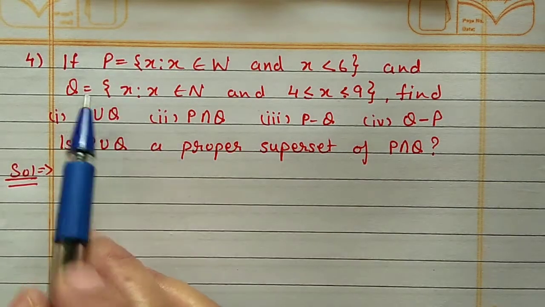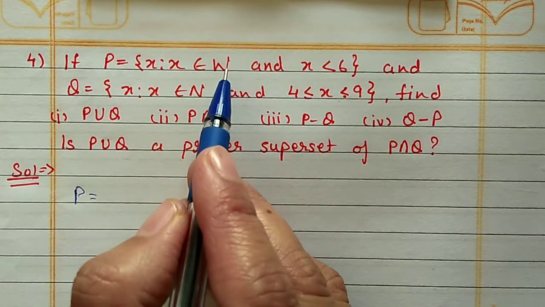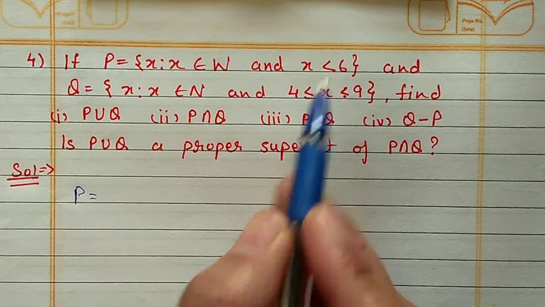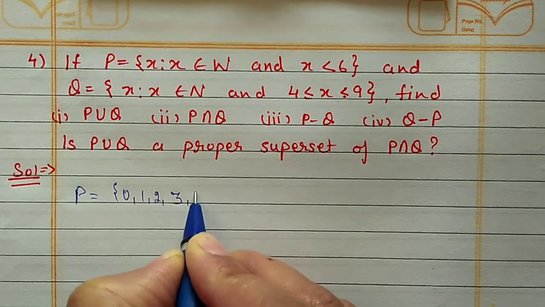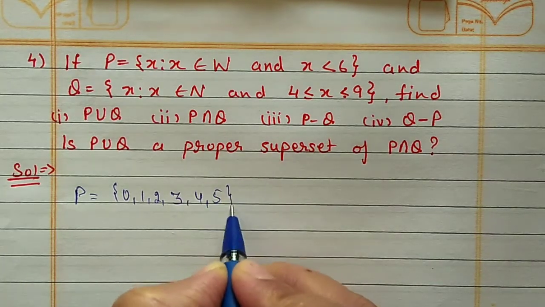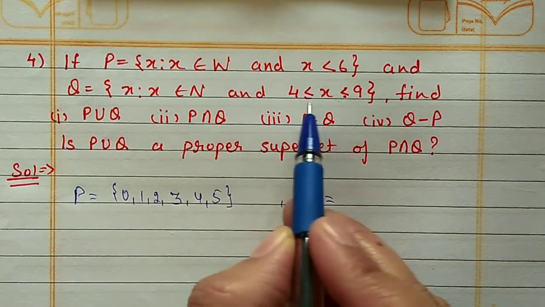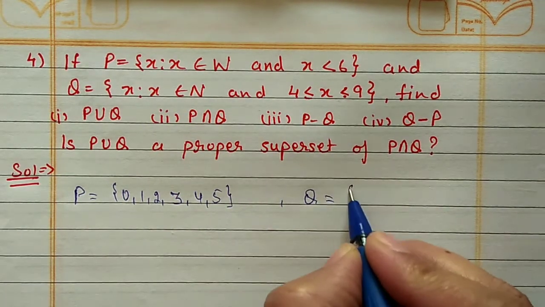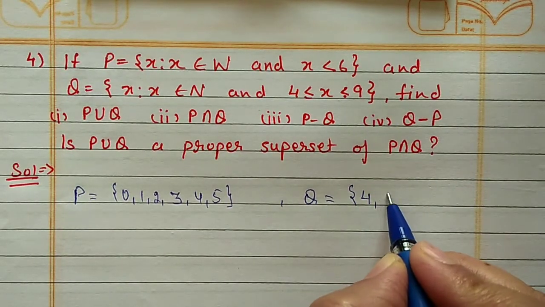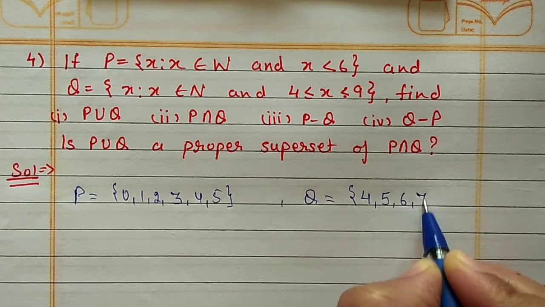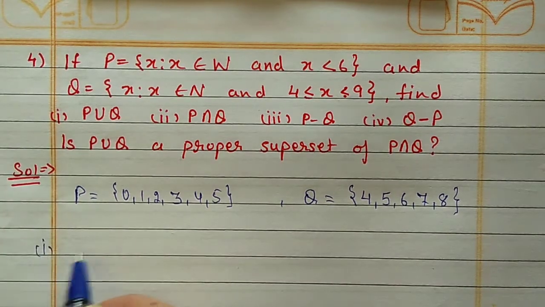So first these two sets we will change into roster form. P is whole numbers, so start from 0, and we have to take less than 6, so 0, 1, 2, 3, 4, 5, till 5 we will take. Second, the Q set: x belongs to natural numbers and is greater than or equal to 4. It means we start from 4, and less than 9 means we go till 8. So 4, 5, 6, 7 and 8. After changing into roster form, now we will find P union Q.